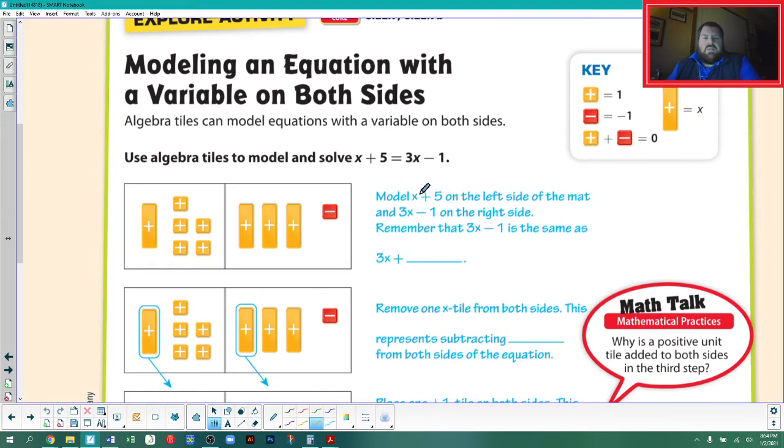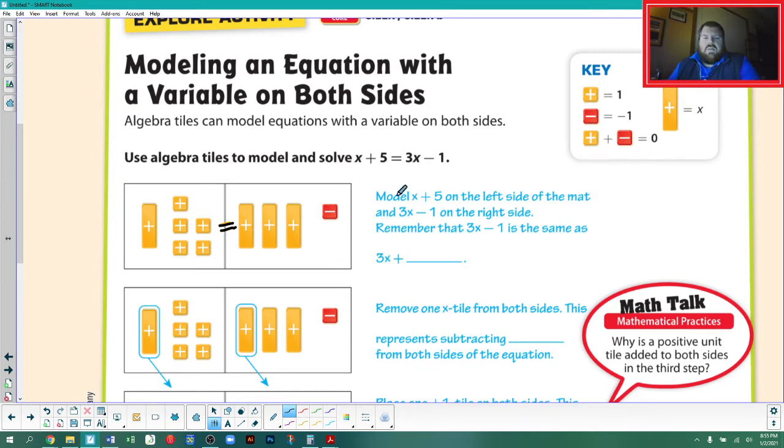So we model x plus 5 on the left side. This would be like an algebra mat that has a line in the middle. That line is our equal sign, and this is the two sides of the equation. And we want to keep them balanced. They're balanced right now, and that's the main idea behind algebra tiles: when you write an equation out, it's balanced, and whatever we want to do, we want to keep it balanced as we work.